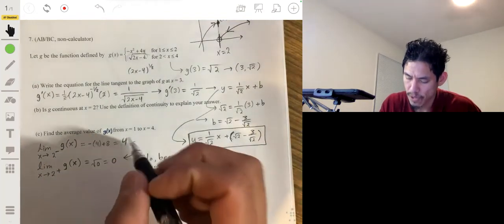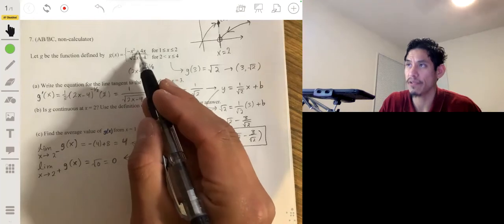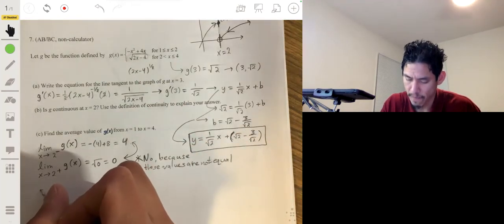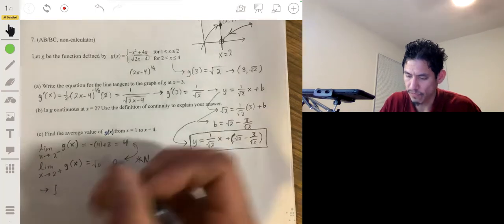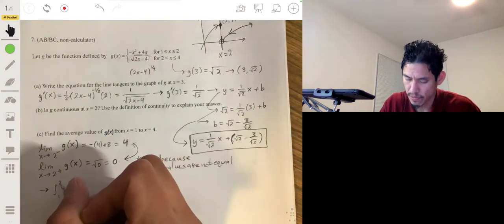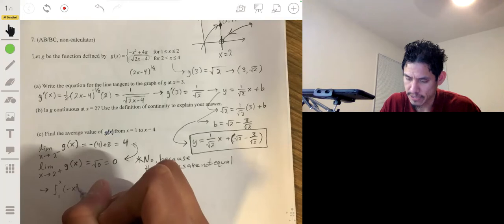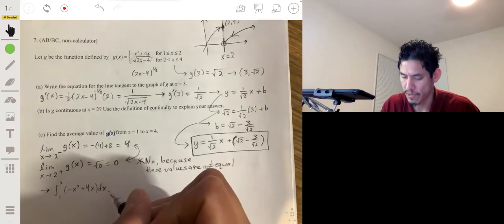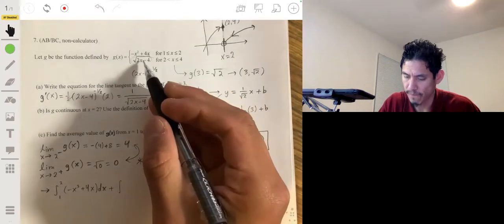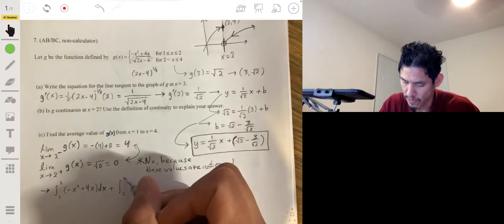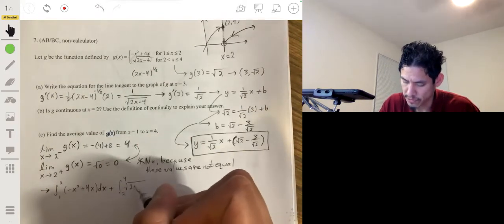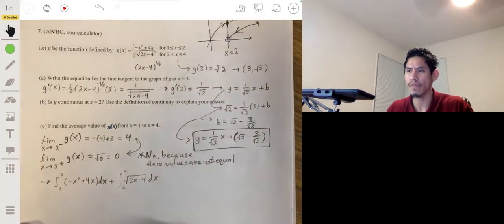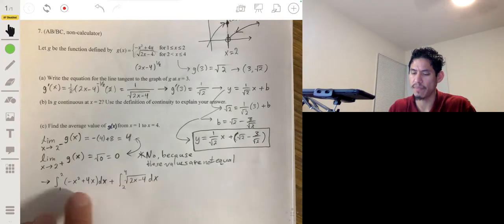We're going to integrate this separately since it is not continuous at 2. So we'll have the integral from 1 to 2 of negative x squared plus 4x dx, and then add the integral from 2 to 4 of the square root of 2x minus 4 dx. After we get this value, we're going to multiply by 1/3.